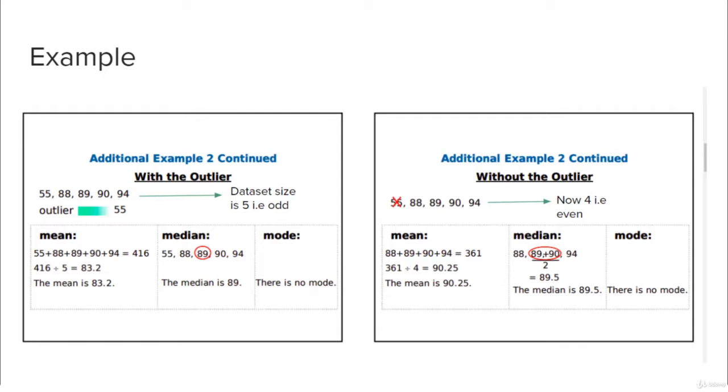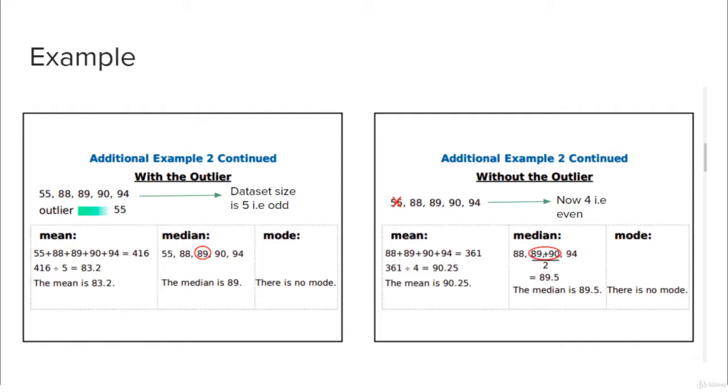So this is an example, and let's go through this one by one. Example on the left hand side. This is the exact set of scores we saw earlier, the scores of those students. The first thing we do is identify the outlier, and that is 55, and then we count the dataset size, and that is 5, which is an odd number. Now we calculate the mean. It's pretty simple. We sum all the values and divide by the total number of values, and 83.2 is the mean we get. For the median, we put that 5 into the formula.